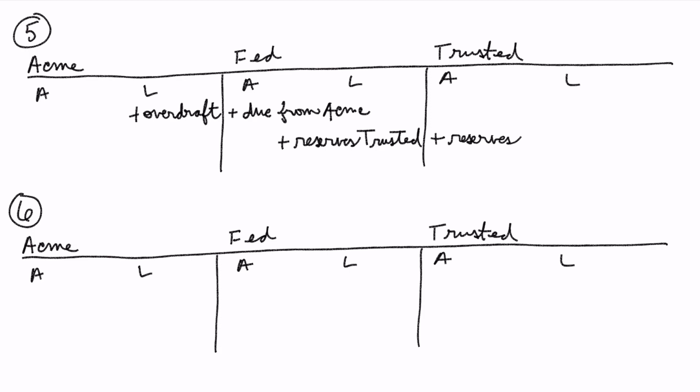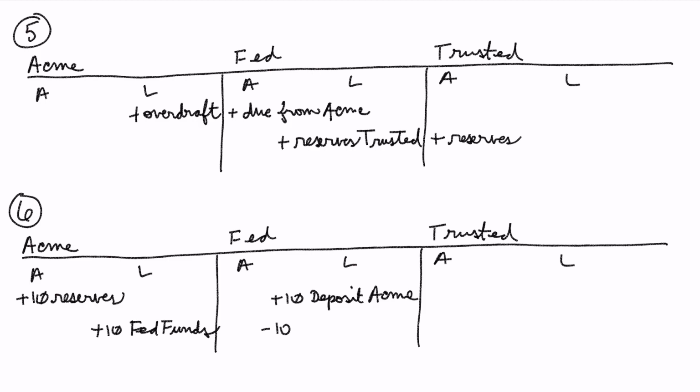Here, the Fed facilitates a transfer from Trusted to Acme such that Acme can meet its overnight zero balance requirement. So Acme gets 10 added to its reserves, but incurs a liability of a 10 federal funds loan. The Fed increases Acme's deposit and decreases Trusted's deposit.